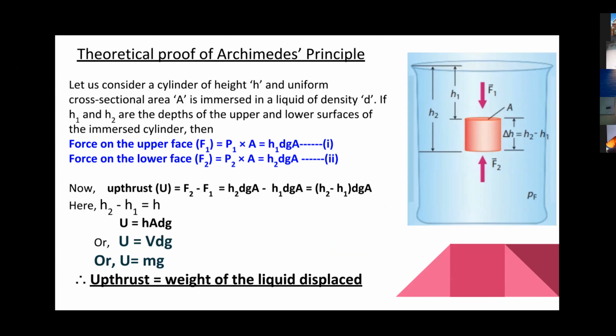Are you understanding this part or not, students? So first, what we have originally is pressure at the upper face: P1 is equal to F1 upon A, means F1 is equal to P1 into A, and P1 is the pressure at the upper face, which is given by H1dg. So F1 equals H1dgA, and this is equation 1.